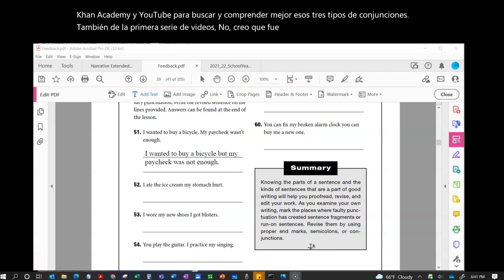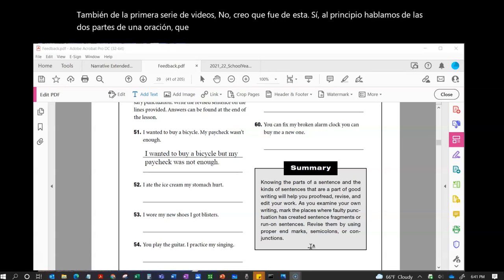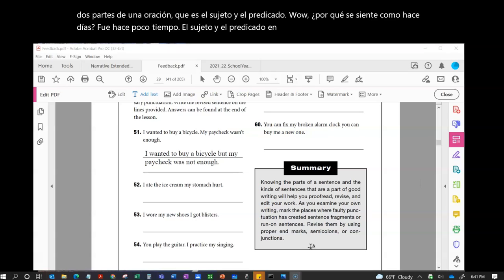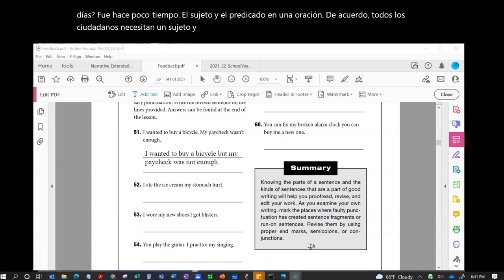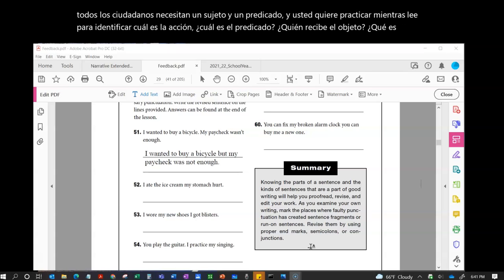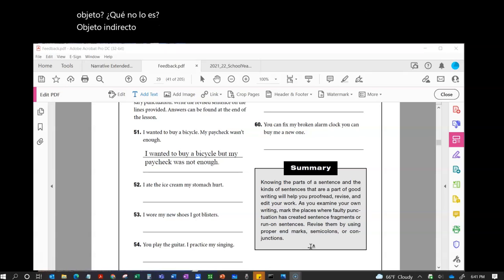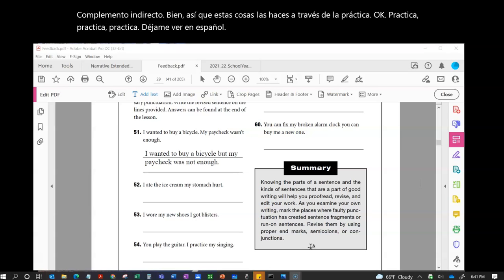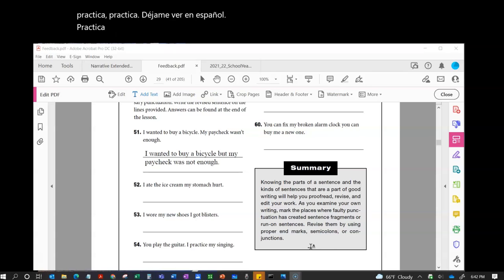We also, from the first video series, no, I think it was from this one. Yes, at the very beginning, we talked about the 2 parts of a sentence, which is the subject and the predicate. Wow, why does that feel like days ago? It was just a little while ago. So all sentences need a subject and a predicate, and you want to practice as you read to identify what is the action, what is the predicate, who's receiving the object, what is an object, what is an indirect object, okay? So these things you do through practice, okay? Practice, practice, practice. Practica, practica, practica.